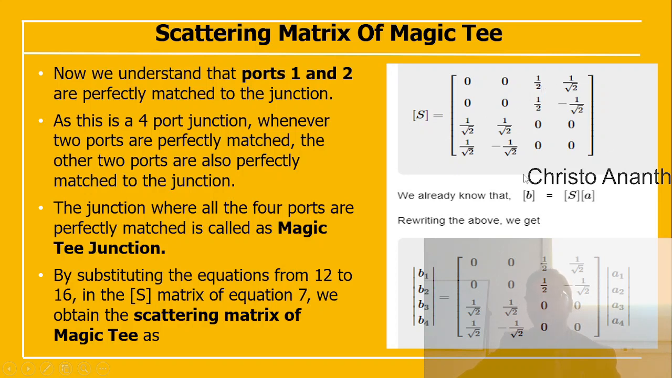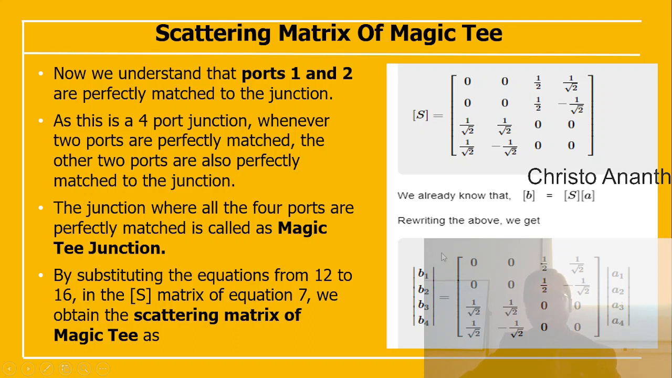B is nothing but the reflectance matrix, S is the scattering matrix, and A is the incident matrix. So B1, B2, B3, B4. Yes, this is the scattering matrix. Here we will have A1, A2, A3, A4.